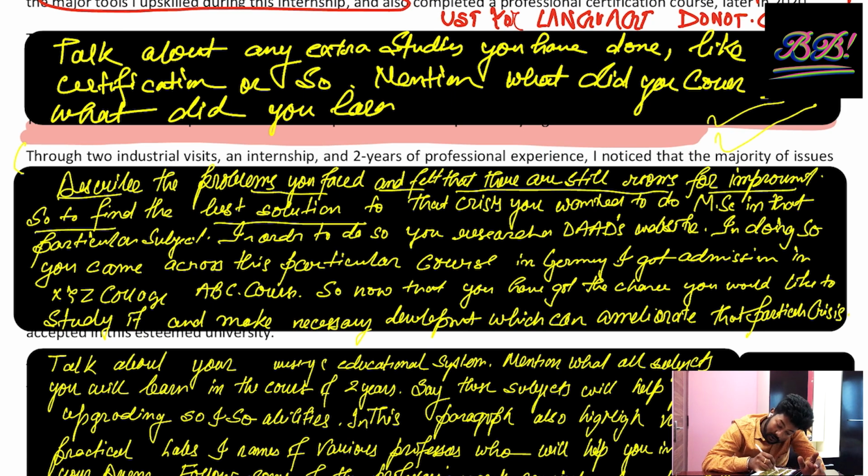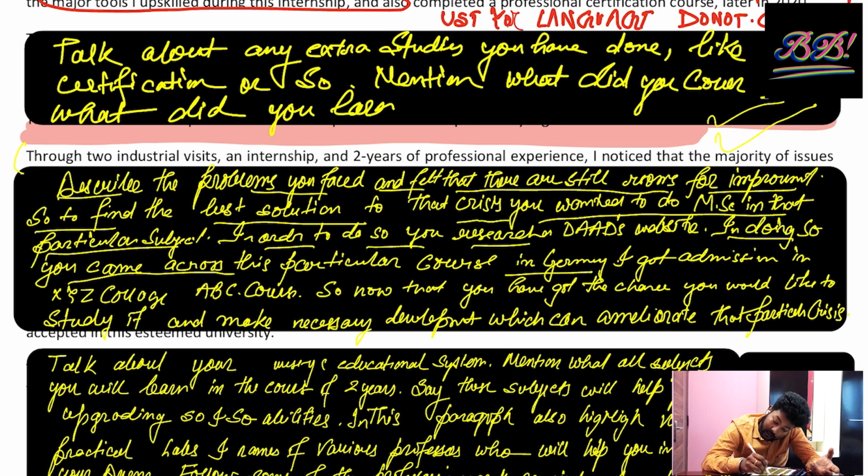So to find the best solution to these crises, you would like to do your Master of Science in that particular subject. In order to do so, you researched the DAAD website. In doing so, you came across various particular courses in Germany and got admission in this particular university in this particular course. So now that you have got this opportunity to study in this prestigious university, you would like to study this particular course and make a contribution in the future to ameliorate this crisis.